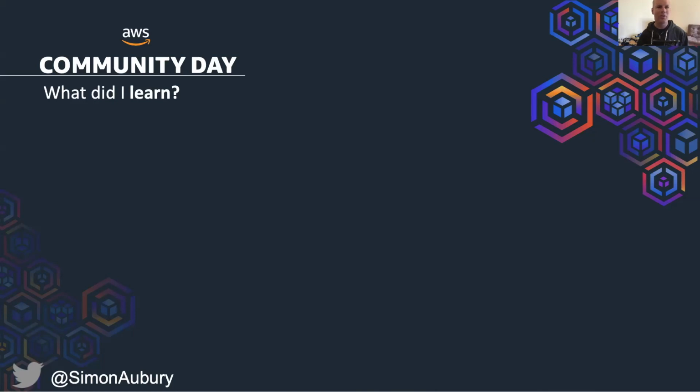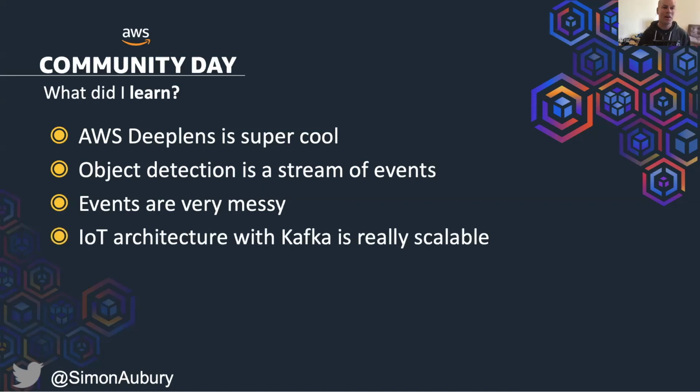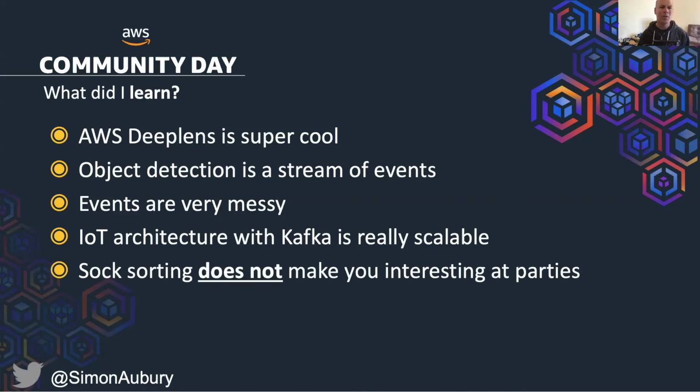So that was a large amount of territory. Let's just cover off, what did I learn in this project? I learned that AWS DeepLens is super cool. The object detection is a stream of events, and even when you've got this up and running, events at the end of the day can be extremely messy when dealing with machine vision. But I also learned that IoT architecture with Kafka and some of the Kafka frameworks is really, really scalable. I also learned that sorting socks does not make you interesting at parties, so it's best to find another hobby when we all return for our next barbecue.